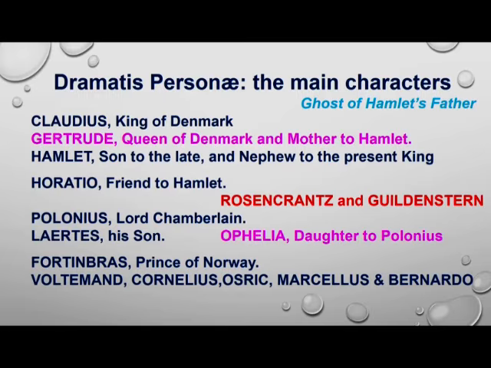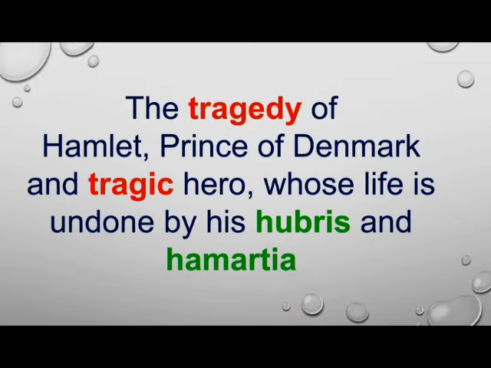Gertrude is an interesting character. Does she marry Claudius out of lust? Does she marry Claudius because her position as queen is then guaranteed? Is she just very shrewd? There are so many debates that you can have around the character of Gertrude. But the two ladies are really important in this exercise.